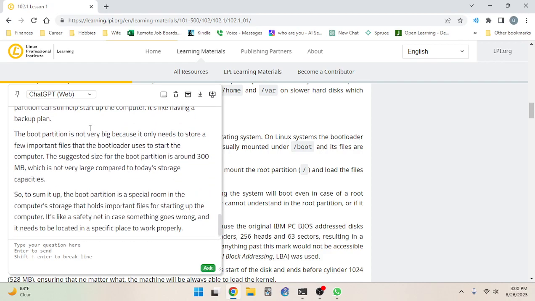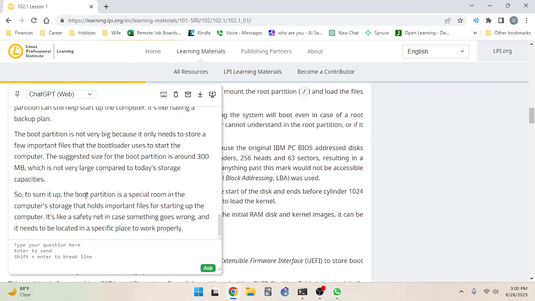The boot partition is not very big because it only needs to store a few important files that the bootloader uses to start the computer. The suggested size for the boot partition is around 300 megabytes, which is not very large compared to today's storage capabilities. So to sum it up, the boot partition is a special room in the computer storage that holds important files for starting up the computer. It's like a safety net in case something goes wrong, and it needs to be located in a specific place to work properly.